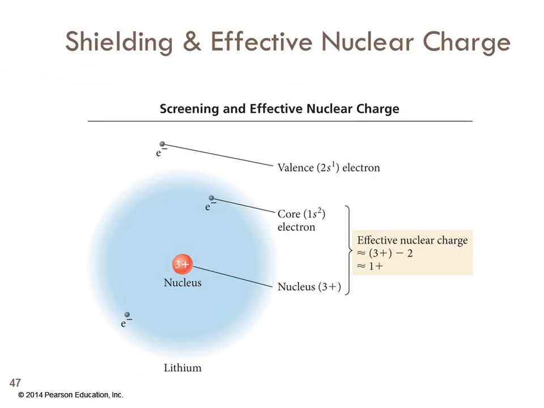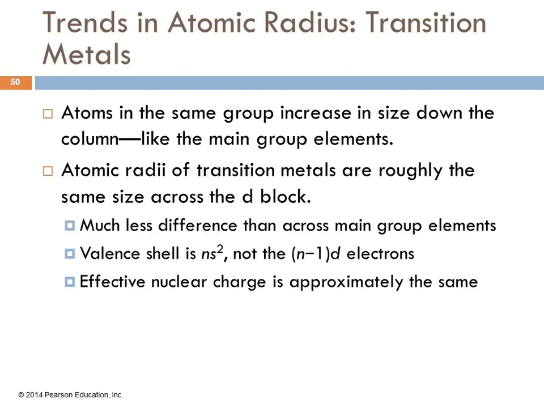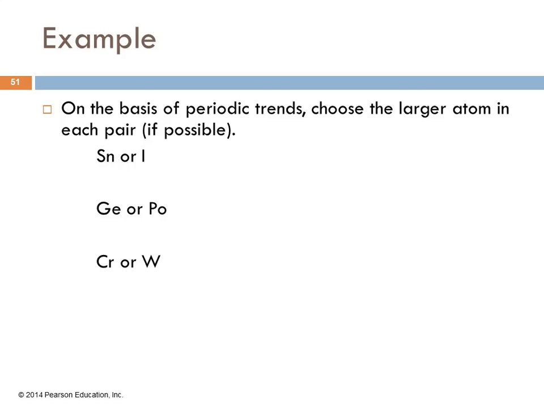So what do we need to do? What should you know how to do? You should be able to do things like this. On the basis of periodic trends, choose the larger atom in each pair if possible. So tin or iodine. Which one is larger? So tin and iodine are in the same period. So the larger one will be the one to the left. So that'll be tin. It's really hard to do this on the screen without a periodic table.